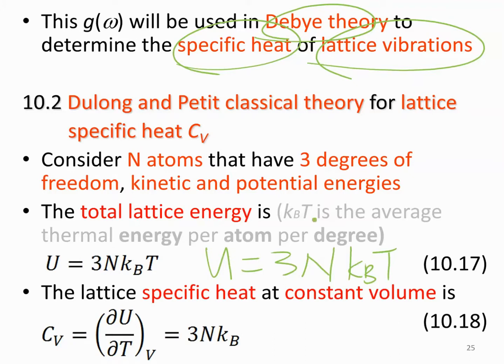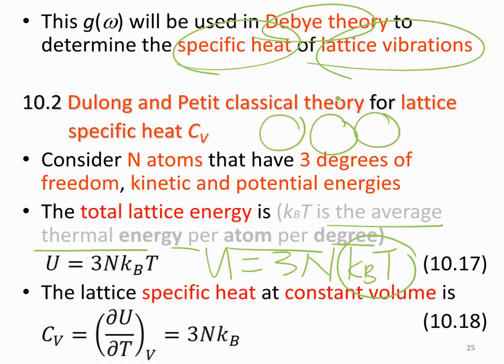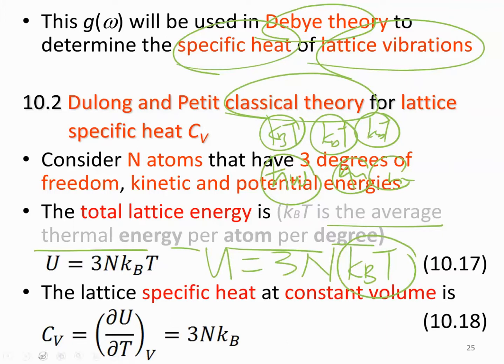So what is kBT? kBT is the average thermal energy per atom per degree. Let's say I have 3 atoms. All these 3 atoms have the energy of kBT in the classical world, because this is classical theory. However, in the quantum world, each of these atoms will have the energy of ħω. This is the difference between classical and quantum. But now we are discussing the classical theory.